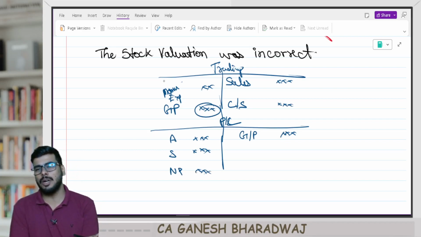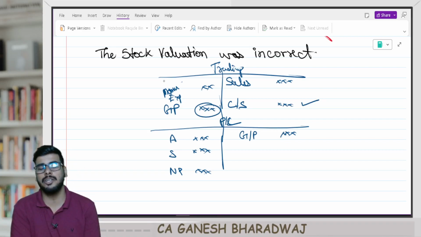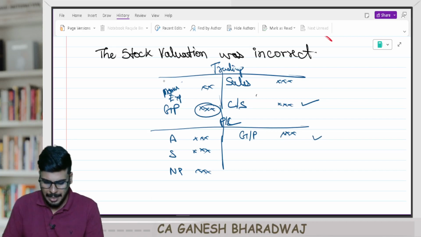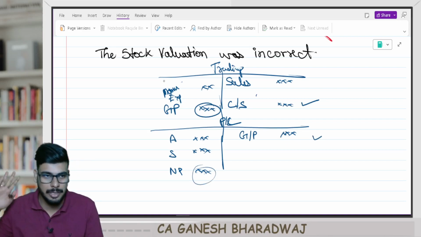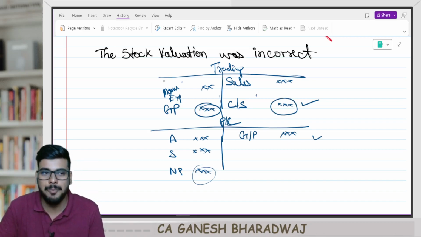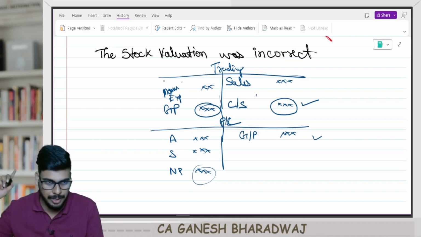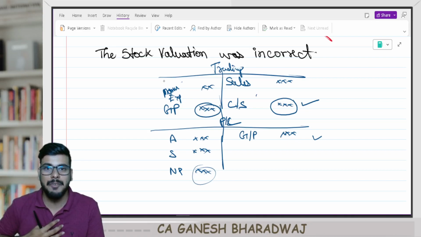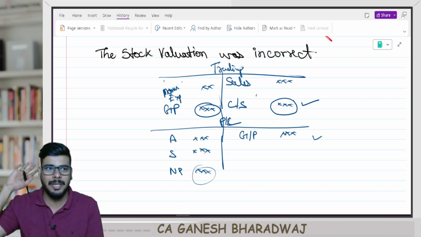Have you ever wondered why closing stock appears in your trading account and not in your P&L account? If I put this closing stock there also, ultimately my net profit will not change. Why? Because always remember, thumb rule: closing stock should be valued at manufacturing cost. It should not be valued at total cost. So it should be valued at what? Manufacturing cost.